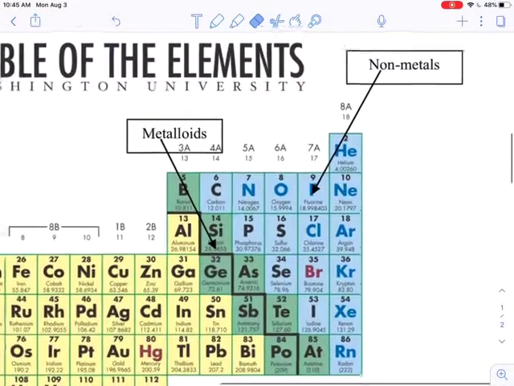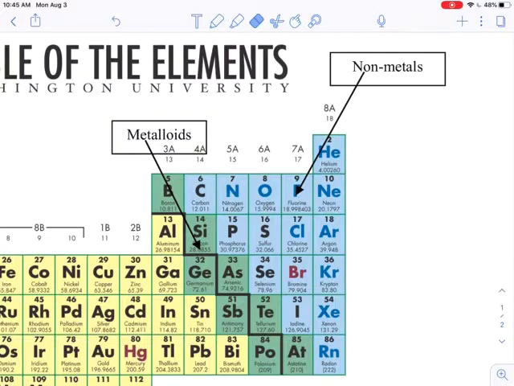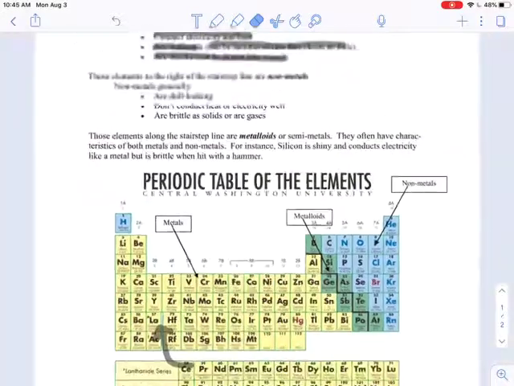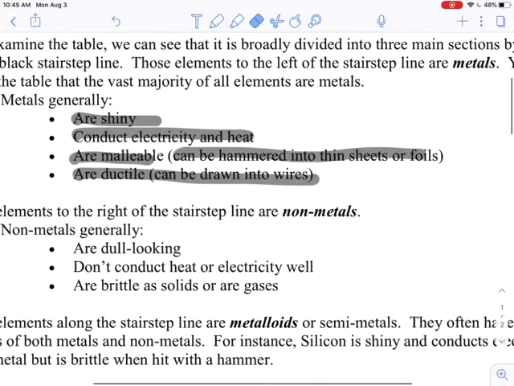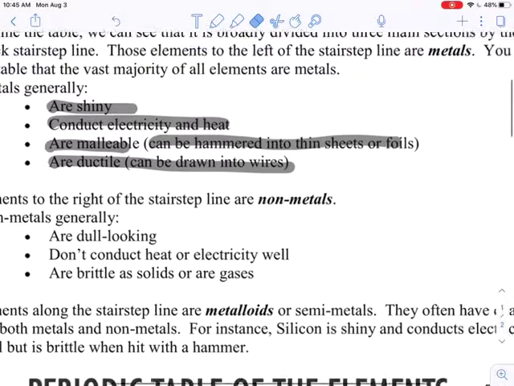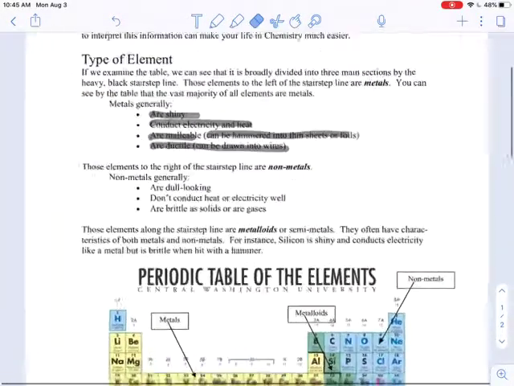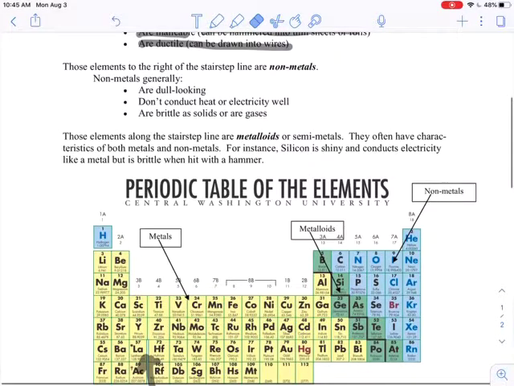Now, what about the nonmetals? Well, the nonmetals are everything that the metals are, but opposite. So nonmetals are not going to be shiny, they're not going to conduct electricity, and they are not malleable or ductile. Let's take a look at a couple of nonmetals.